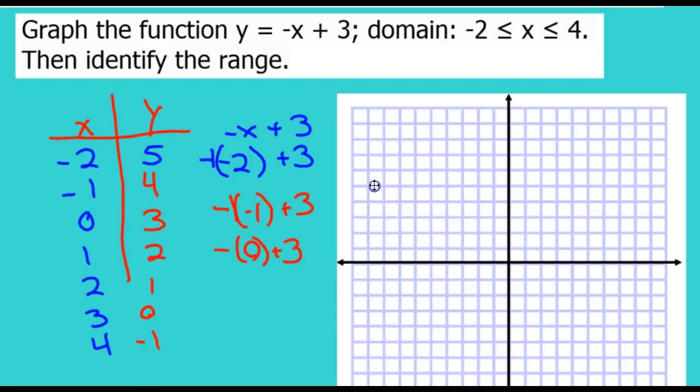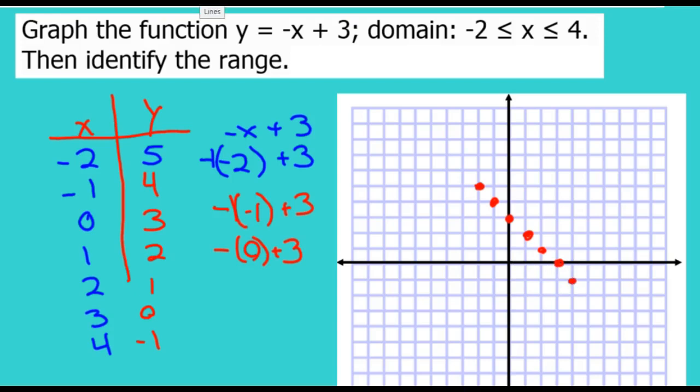Now be careful when we graph this, because we're going to go to negative 2, 1, 2, 3, 4, 5. That's our first point. Then negative 1, 4. Then 0, 3. 1, 2. 2, 1. 3, 0. And 4, negative 1.